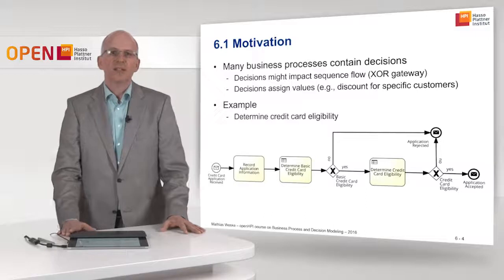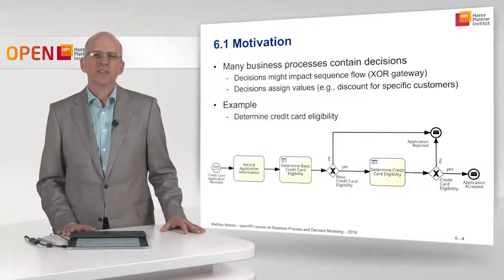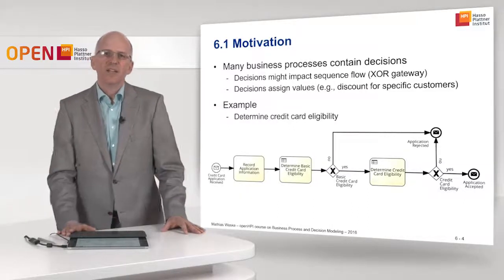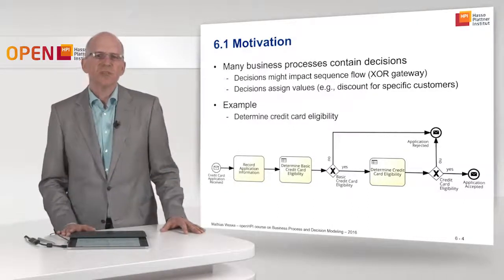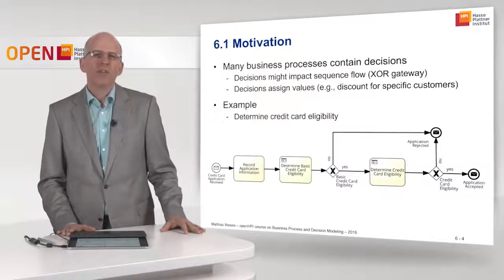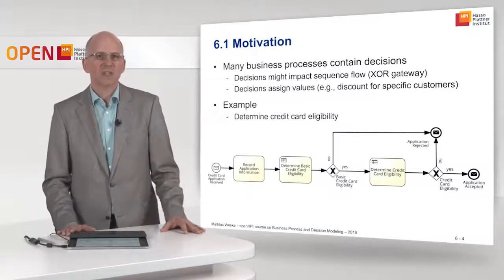Okay, so let's start the motivation. If we look at business processes, and we have seen these in the last weeks, many business processes actually contain decisions. And there are actually two types of decisions. One type of decision might impact the sequence flow, and these are often activities that precede XOR gateways. But there are also decisions that assign values. So, for instance, I decide on the discount for a specific customer.